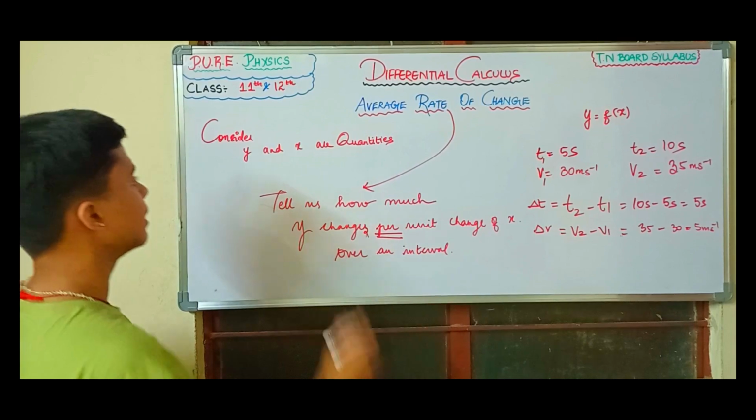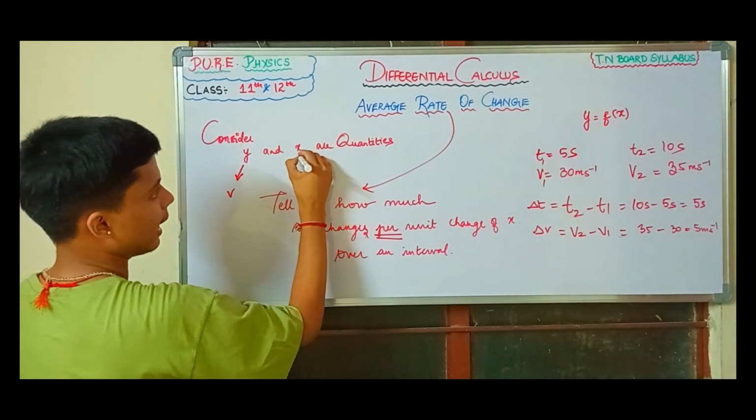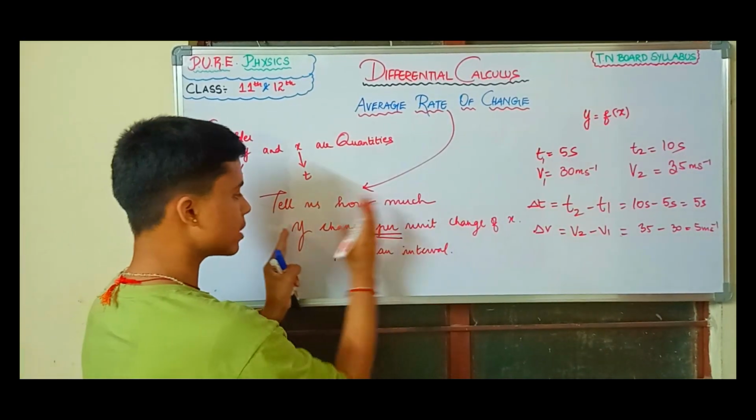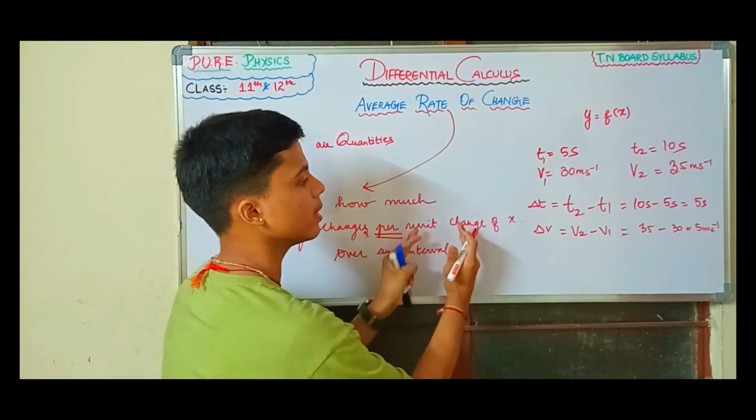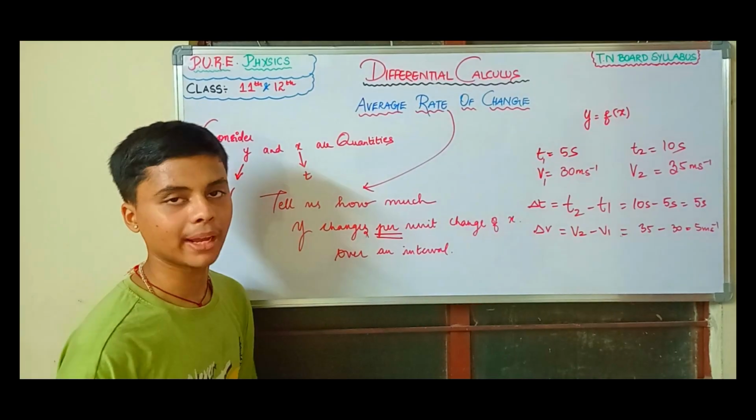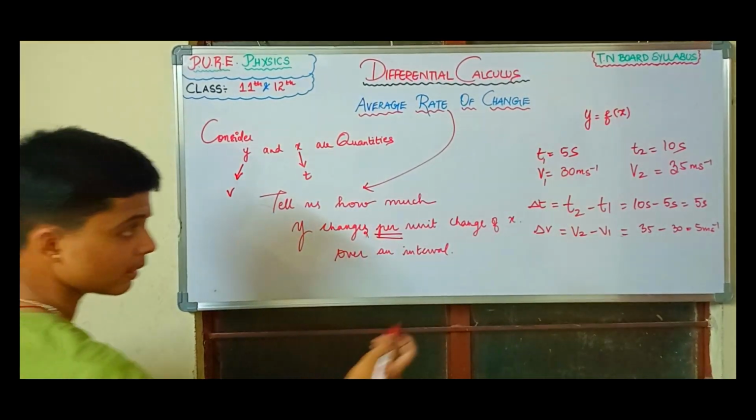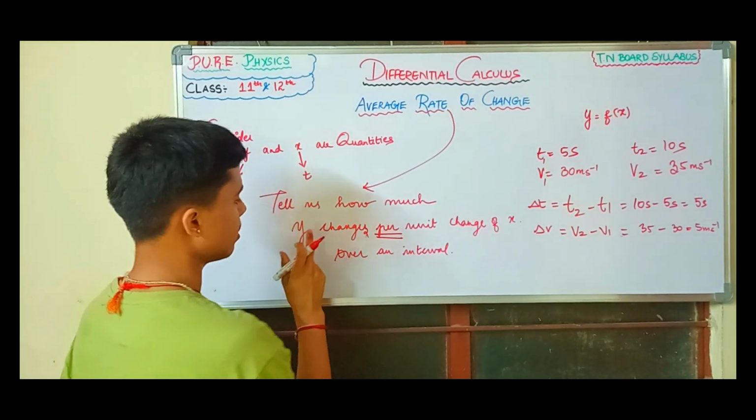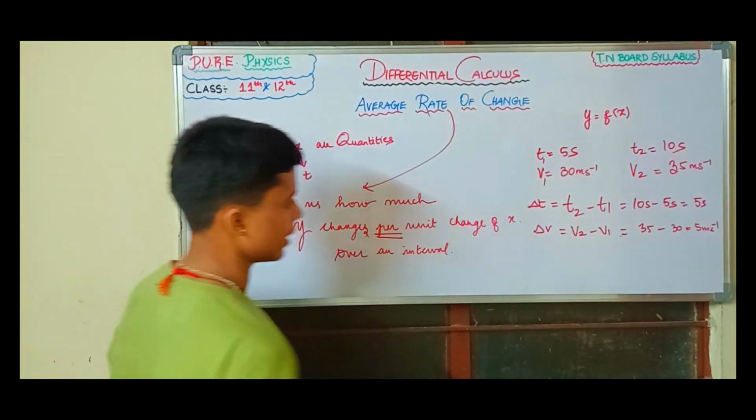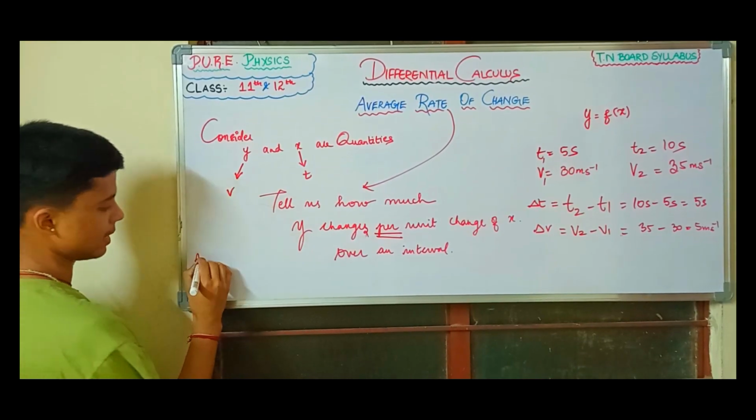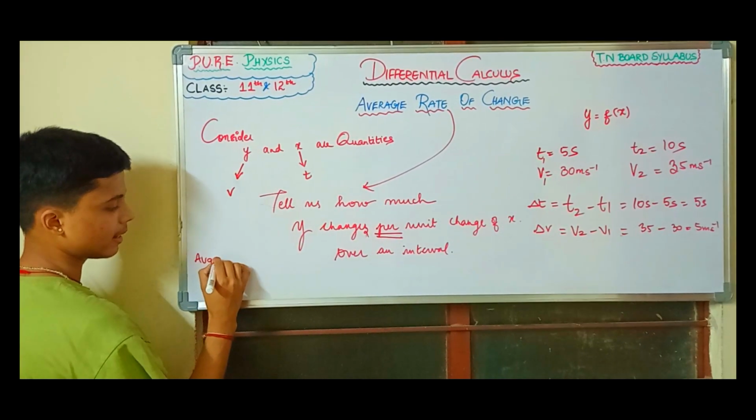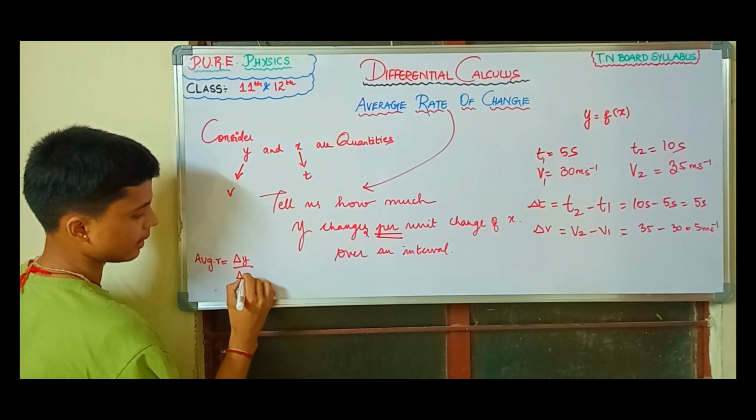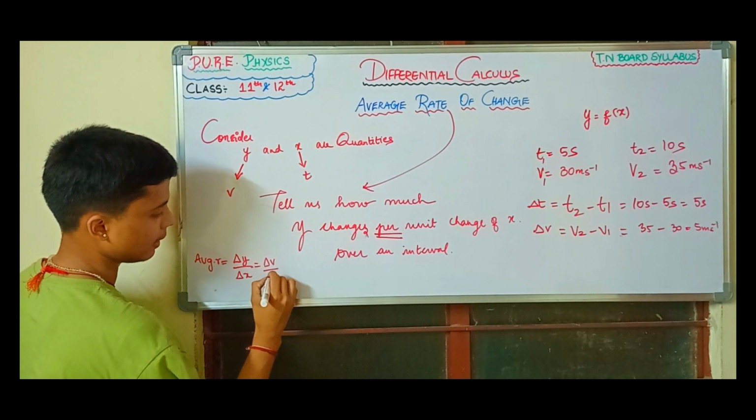Now consider this y quantity as velocity and this x quantity as time. Then you find how much velocity changes per unit change of time over an interval of time. How do we find that? We use this word per. Per is nothing but the ratio between the change in the y quantity and the change in the x quantity. So I'm going to take the average rate of change. Average rate of change is equal to delta y by delta x, which is delta v by delta t.